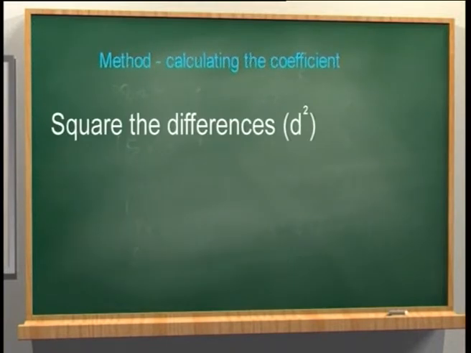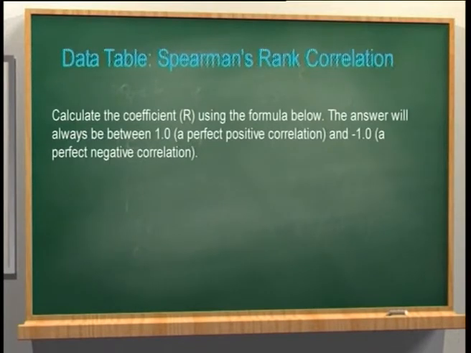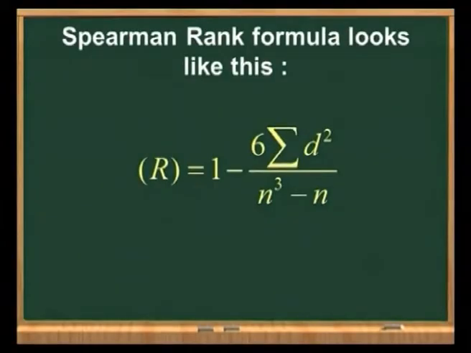Square the differences, that is d squared, to remove negative values, and then sum them, that is Σd². Calculate the coefficient r using the formula below. The answer will always be between +1 and -1. When written in mathematical notation, the Spearman rank formula is r = 1 - 6Σd² divided by n³ - n.